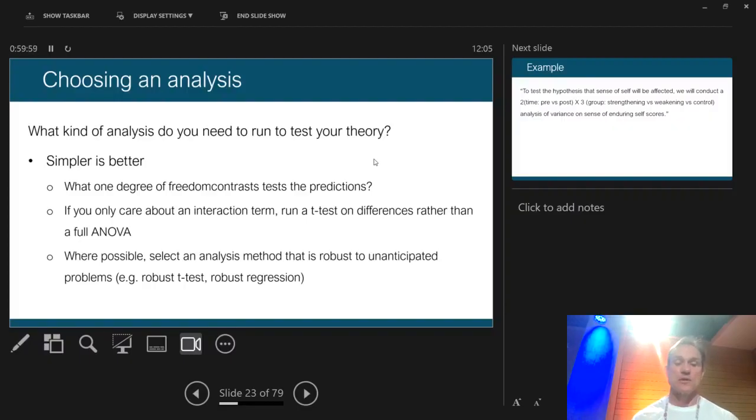And another point on this slide is you could have a lot of if-then rules, like if it's not normal, I'll do this. If it is normal, I'll do this. Or why not just do robust tests from the beginning? Then you can pre-register it, and it makes things far more simple.